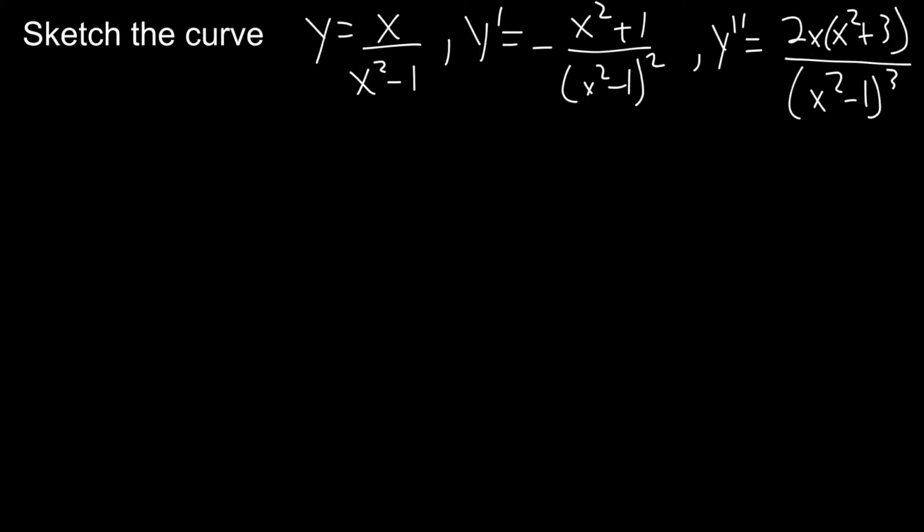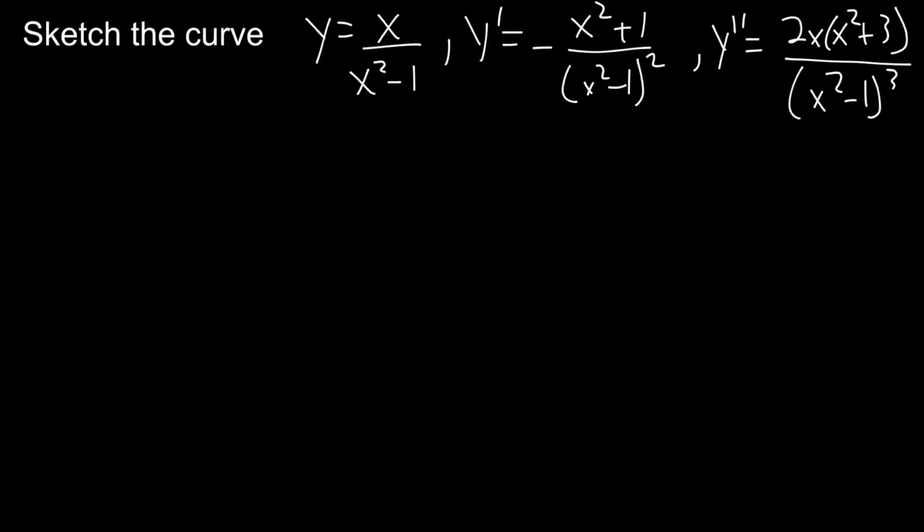Hello. Today we're going to look at a curve sketching question. We're asked to sketch the curve y equals x over x squared minus 1. We're also given that y prime is equal to minus (x squared plus 1) over (x squared minus 1) all squared, and we're given y double prime. It's 2x times (x squared plus 3) over (x squared minus 1) all to the power of 3.